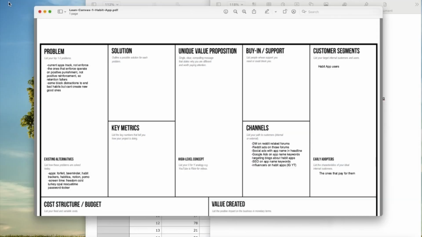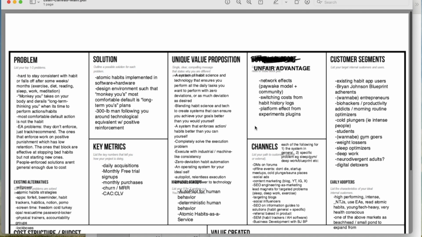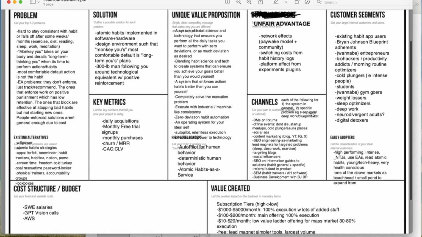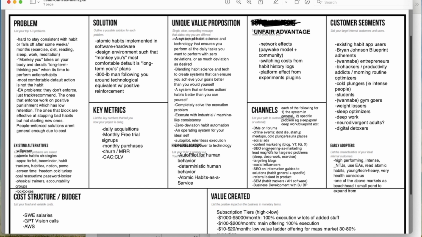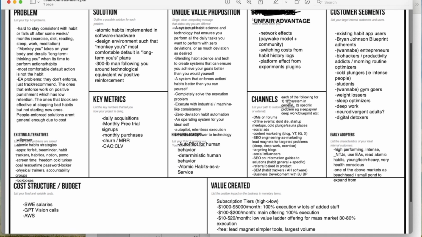Oh, actually one thing I do want to talk about are the channels. That's super important. Typically you go customer segment, channels, or channels, customer segments, problem, existing alternatives, UVP, solutions, revenue streams, cost structures, key metrics, unfair advantage. Okay, so channels. So this is an indication that I need to split up the lean canvas. Each of these following apply for the system in general, but then to a specific problem like sleep or going to the gym or Blueprint or whatever.